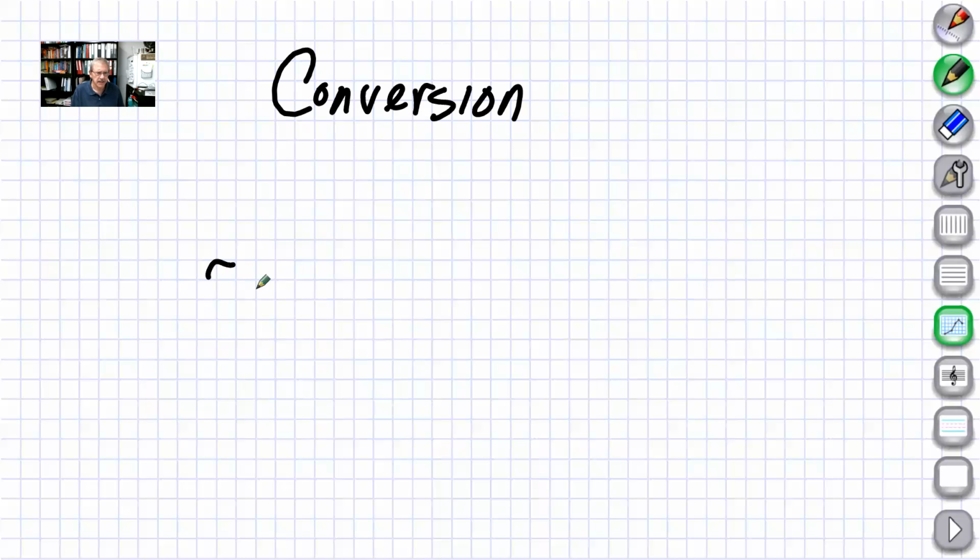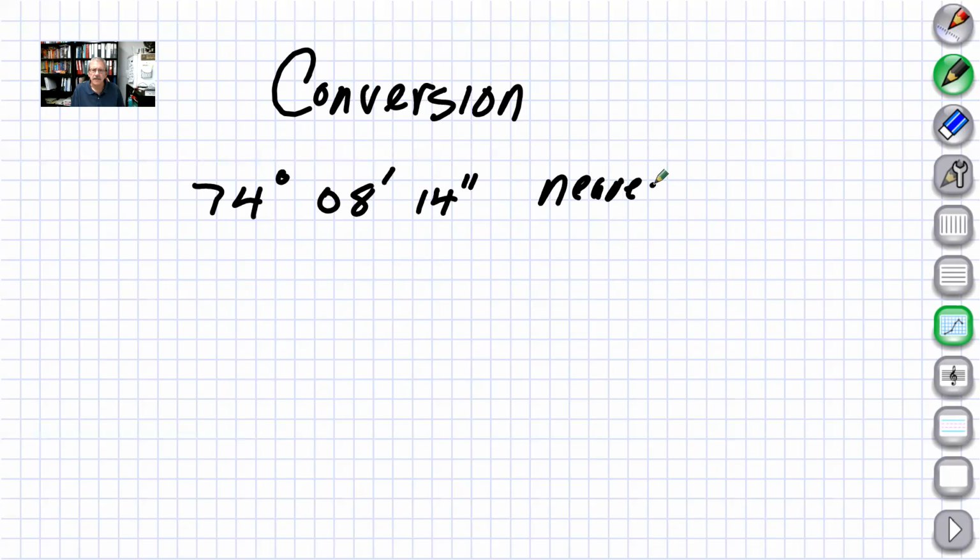A lot of times we run into conversions, we need to do them. A lot of times we have an angle, according to the book, it's 74 degrees, 8 minutes, and 14 seconds. And we don't want to operate in degrees, minutes, seconds. We want to convert this one to 74 point something. And the book says, let's change this to the nearest thousandths.